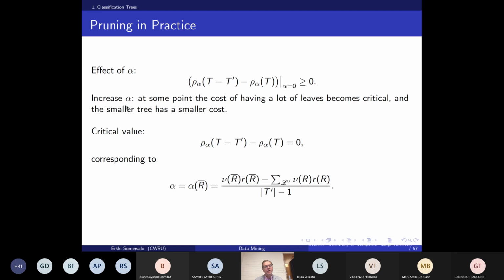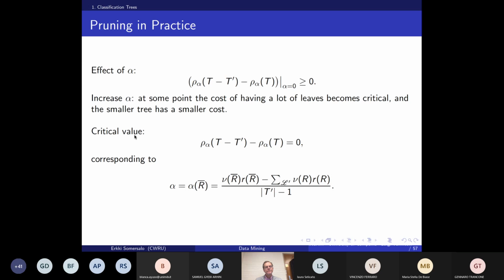So at some point, for sure, when alpha starts to increase, you come to the point where you say, well, with this alpha, the cost complexity function of the smaller tree is smaller than with a big tree. So you start with alpha equals 0, you know that the bigger tree is better. When alpha increases, at some point the smaller tree becomes better. And so now the question is, what is the value of alpha when the bigger tree stops being the optimal tree and the smaller tree becomes the optimal tree?